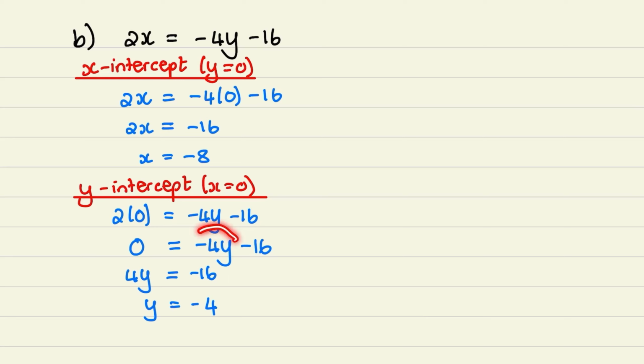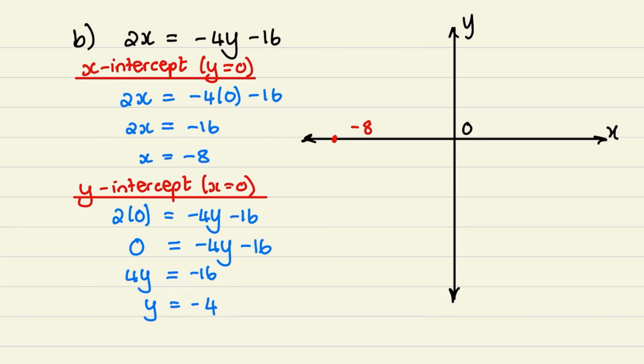And if I simplify further, I move the minus 4y to the right-hand side. That becomes plus 4y. And I divide both sides by 4, which will leave me with y equal to negative 4. And when I plot these two coordinates, I can see the x-intercept is at x equal to negative 8. So on the x-axis, I'll plot negative 8. And the y-intercept is at negative 4. So if I plot it on the y-axis, I will have negative 4.